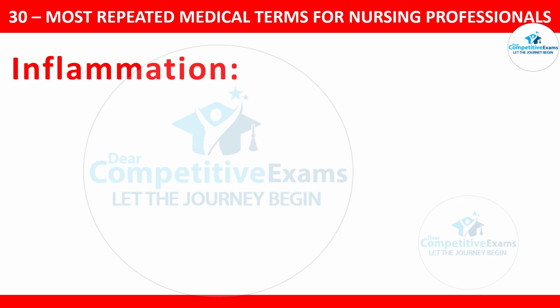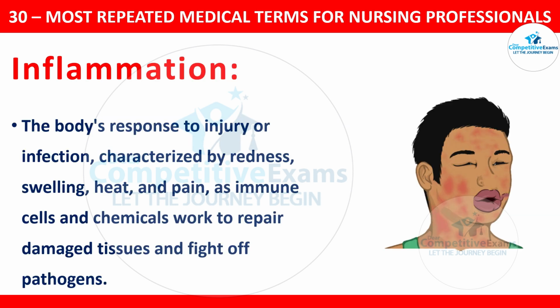Next term is inflammation. Inflammation is the body's response to an injury or infection, characterized by redness, swelling, heat, and pain, as immune cells and chemicals work to repair damaged tissue and to fight off pathogens.